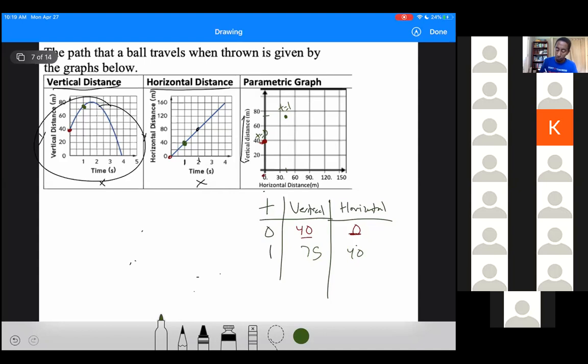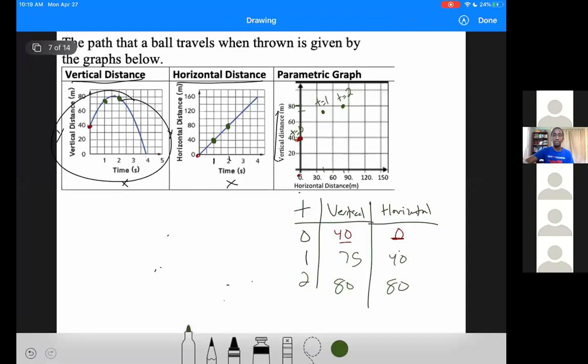Then let's say at 2 seconds. At 2 seconds, the vertical distance is right here at, let's say that's 80, I'm rounding. And over here at 2 seconds, the horizontal distance is 80. So 80 for the vertical distance and 80 for the horizontal distance. So it'll be about here at t equals 2. Okay.